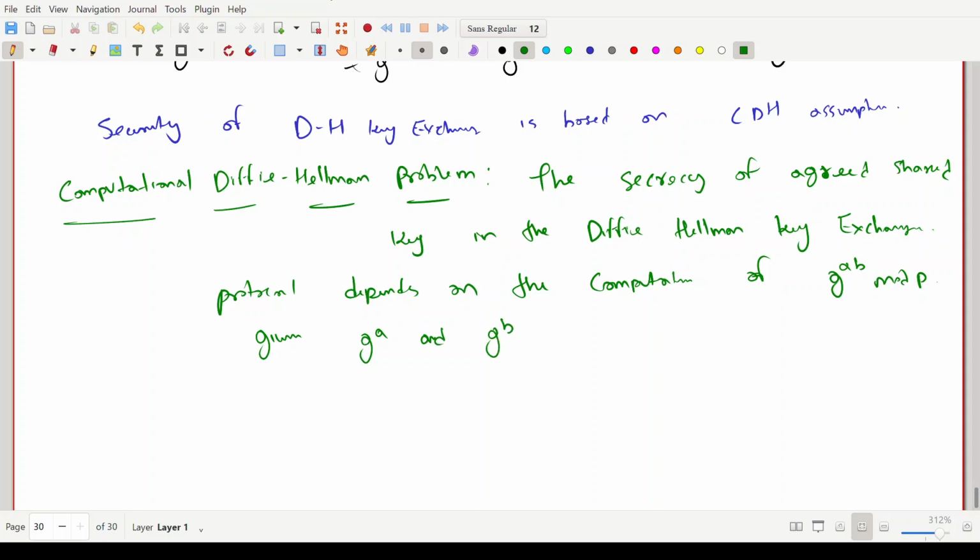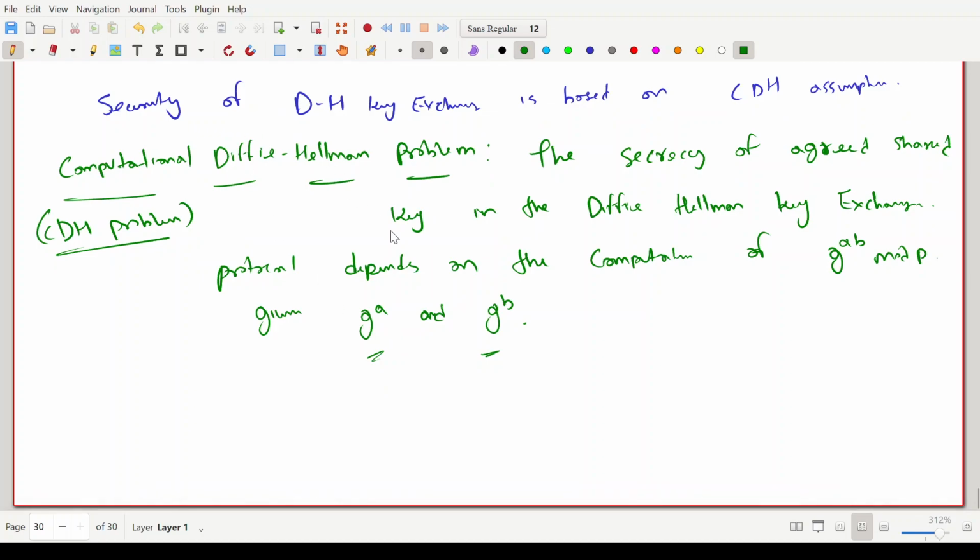So if you are given g raised to a and g raised to b, can you compute g raised to ab? So this is the problem, correct? This problem is called the computational Diffie-Hellman problem, or CDH problem. Given g raised to a, g raised to b, can you compute g raised to ab? Okay. And next is the DLP problem, that is the discrete logarithm problem.